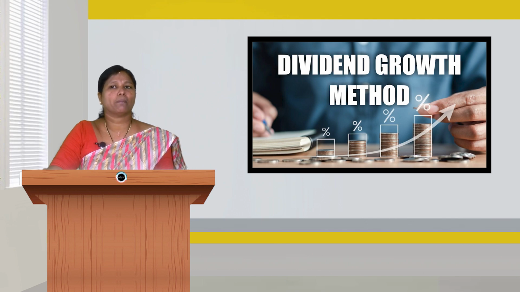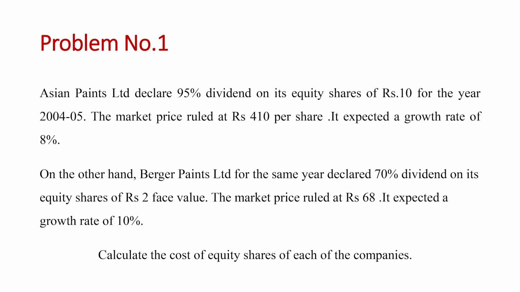Let's start the problem number 1 under the dividend growth method. First, I'll read out the problem, then we will solve it. Asian Paints Limited declared 95% dividend on its equity shares of rupees 10 for the year 2004-2005. The market price ruled at rupees 410 per share. Market price means what here? This is the P value. They are given directly in the problem. It expected a growth rate of 8%.